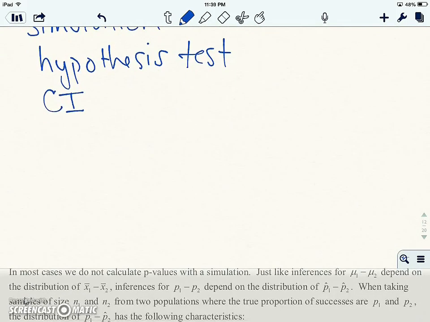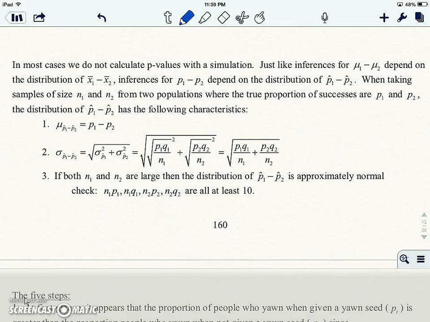Well, in most cases, we do not calculate p-values with a simulation. Just like the inferences for the difference of means depend on the distribution of the difference of sample means, inferences for the difference of proportions depend on the distribution of the differences of the sample proportions. When taking samples of size n1 and n2 from 2 populations where the true proportions of successes are p1 and p2, the distribution of the difference has the following characteristics.